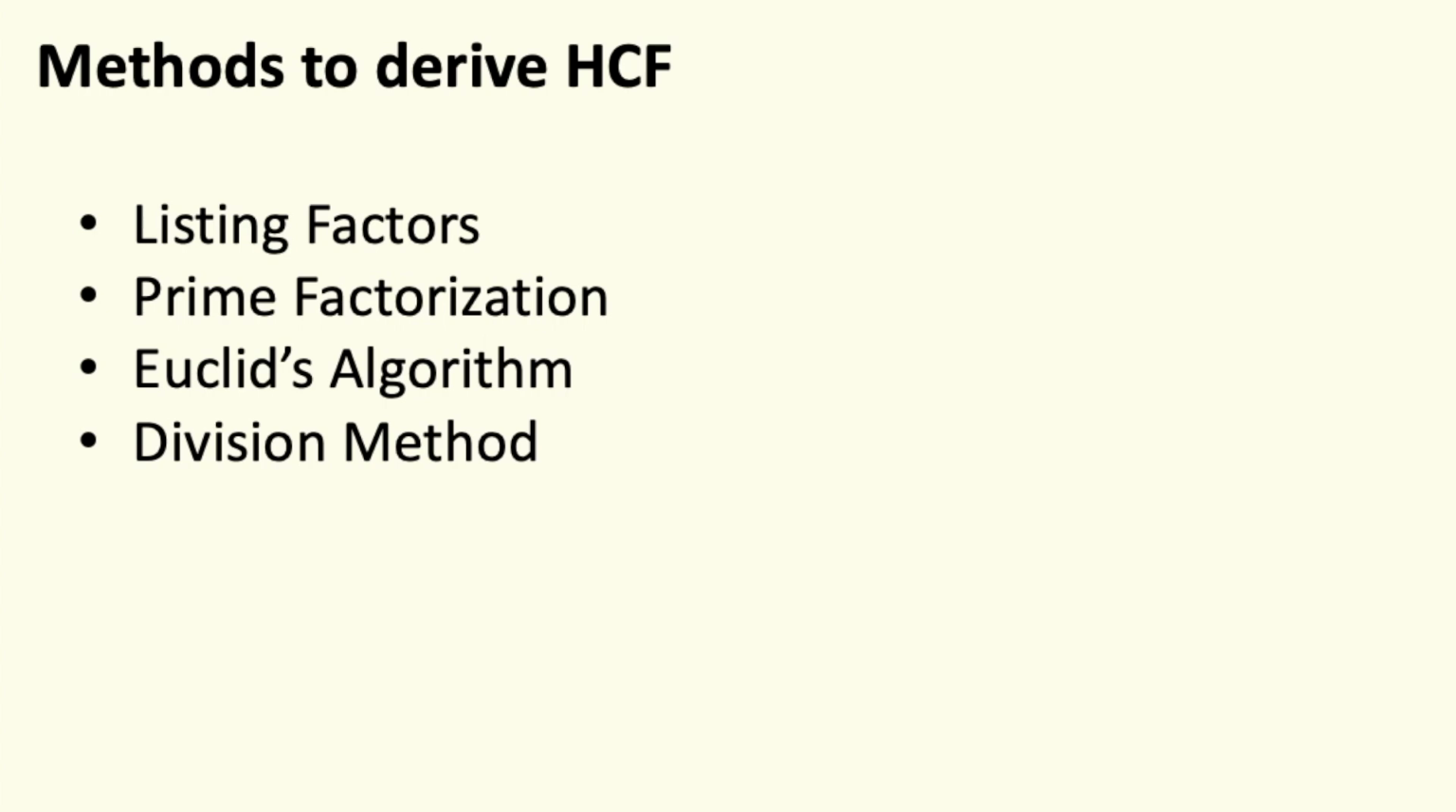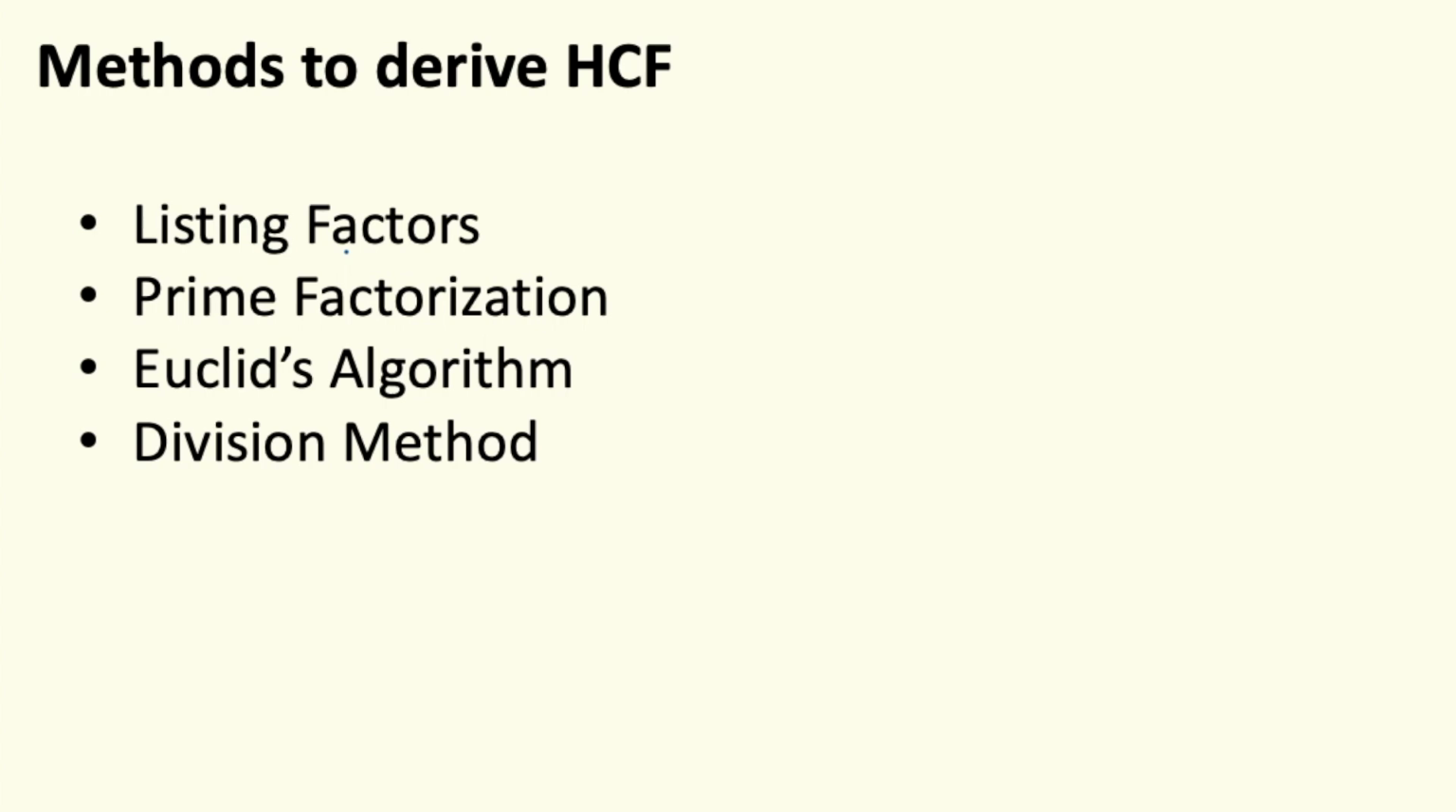Now, the next big question is, after we know what HCF is, how do we actually find HCF? Well, there's not just one way. In fact, mathematicians have come up with several clever methods to figure it out. Today, we'll look at four of them. The first one being the listing factor method.